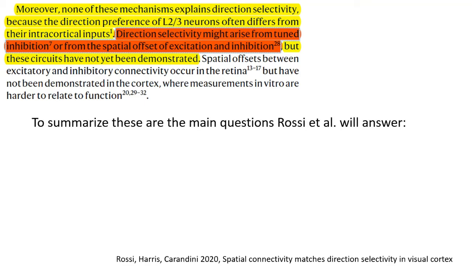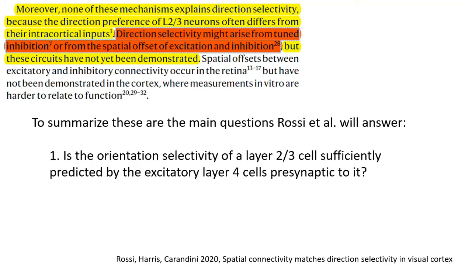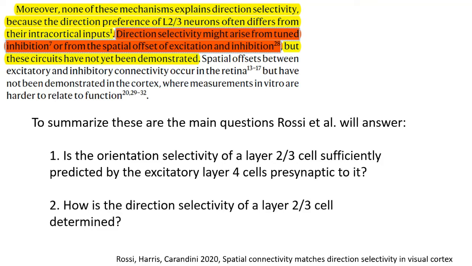To summarize, these are the main questions that Rossi et al. will answer. 1. Is the orientation selectivity of a layer 2-3 cell sufficiently predicted by the excitatory layer 4 cells presynaptic to it? And 2. How is the direction selectivity of a layer 2-3 cell determined?